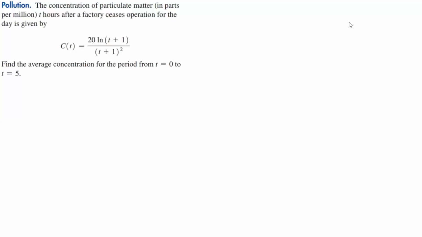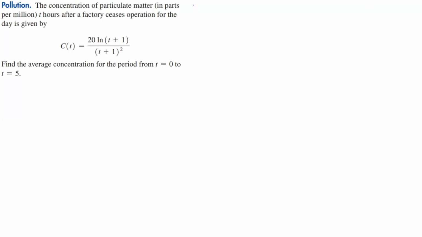All right, so here we got another application problem. With this one, we have the concentration of a particulate matter in parts per million t hours after a factory ceases operation, and the data is given by this function. Find the average concentration.